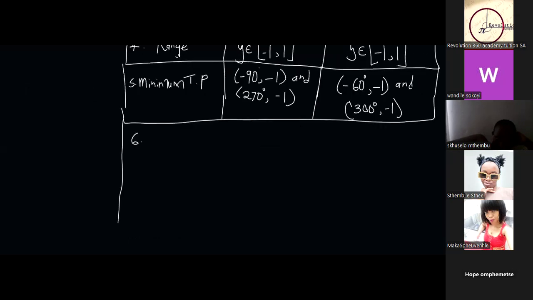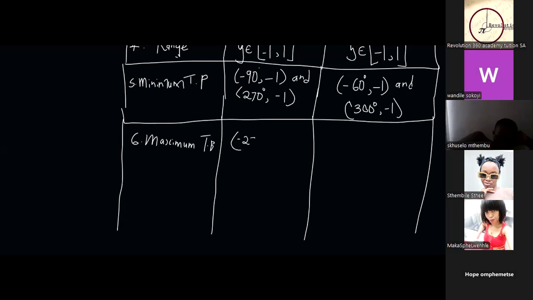so now we're finding the maximum turning point. Maximum TP, which represents the turning point. So the maximum turning point, it will be what? It will be negative 270 degrees and 1, right? As well as what? And 90 degrees and 1. So that will be our maximum turning point for the original graph.